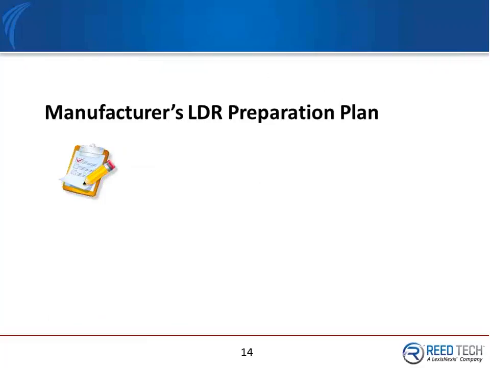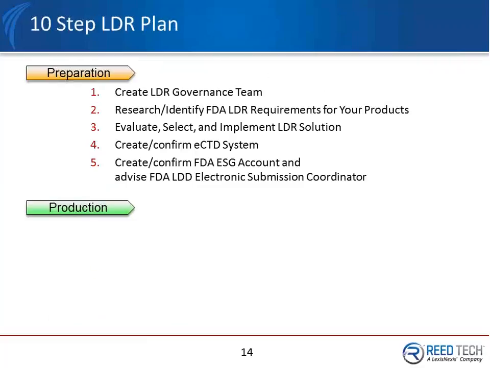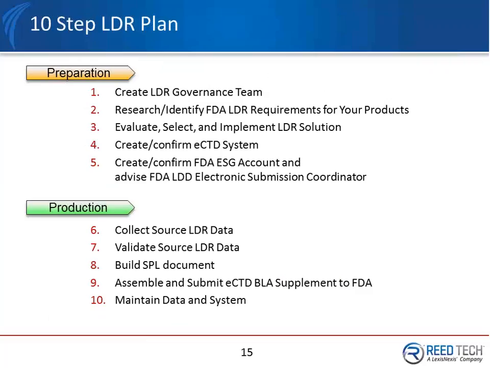Now I'd like to talk about manufacturers planning or prepping to submit the electronic lot distribution report files. We see this as a 10-step plan, both from preparation prior to your submission of the information, and then also obviously when you move into production. Again, this is a requirement that was mandated a few weeks ago, so we have to start moving on this quickly. First, we see it's valuable to create a governance team.